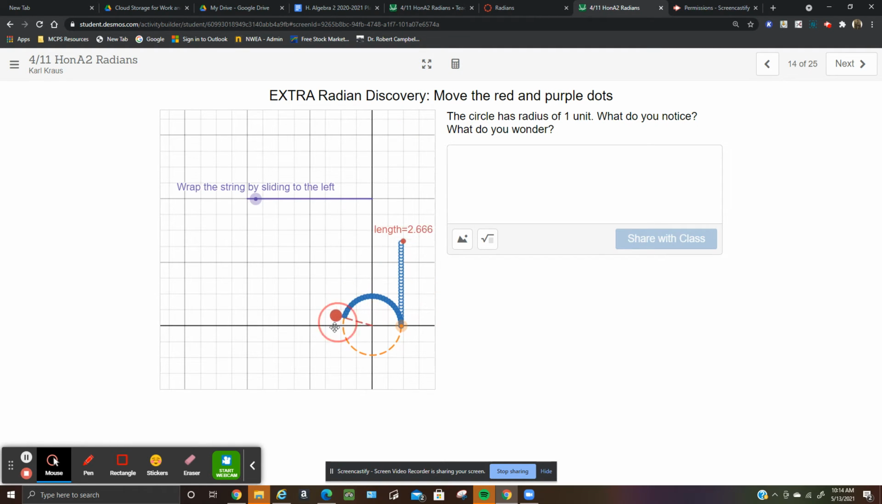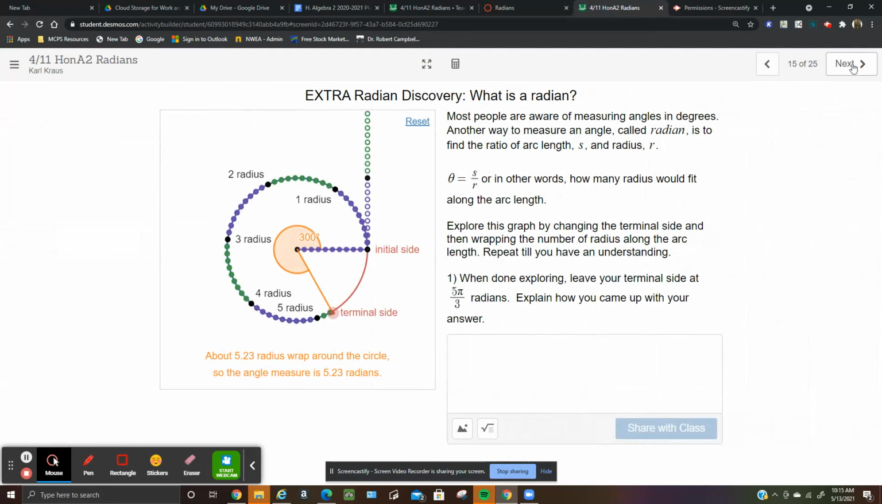It's hard to be precise with this, but I was trying to illustrate that there's pi radians in a half circle and 2 pi radians in the whole circle. And the same thing with this one.